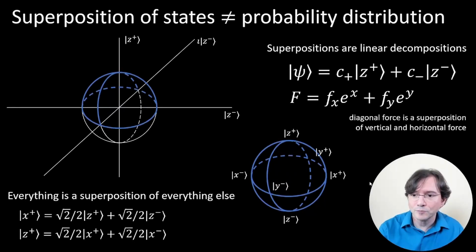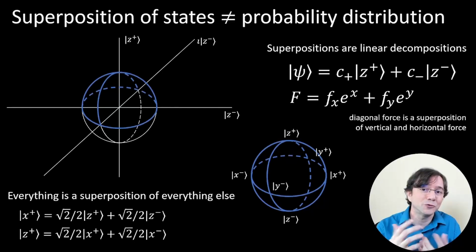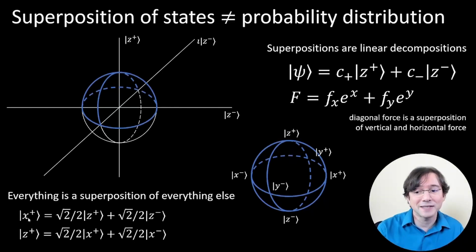That's it. So the other important thing is that everything is a superposition of everything else. So it's not that there are states of superposition. Every state is a superposition of some basis, and every state can be a basis on which you do superposition. So we can express x plus as a superposition of z plus or z minus, or z plus as a superposition of x plus and x minus.